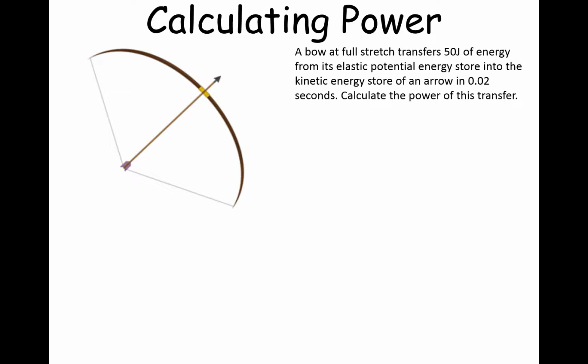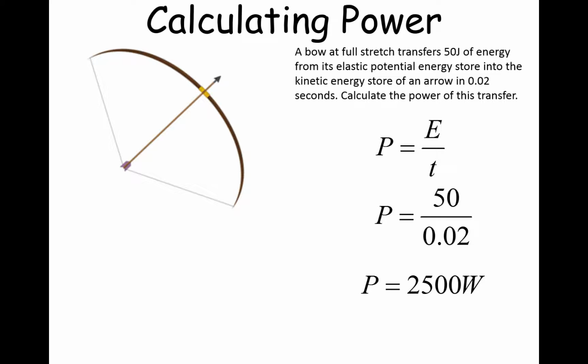Next, a bow at full stretch transfers 50 joules of energy from its elastic potential energy store into the kinetic energy store of the arrow in 0.02 seconds. Calculate the power. Again, we write our equation, we replace the numbers, and that gives us 2500 watts.